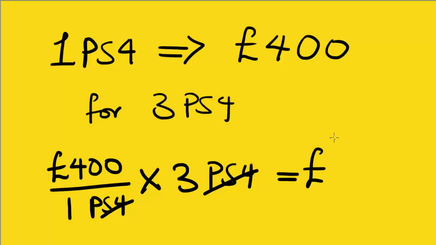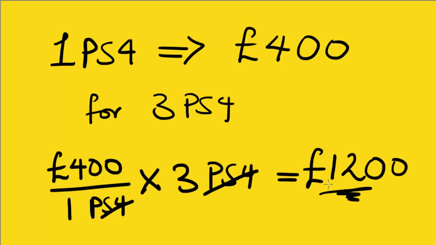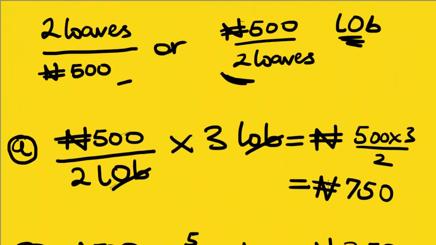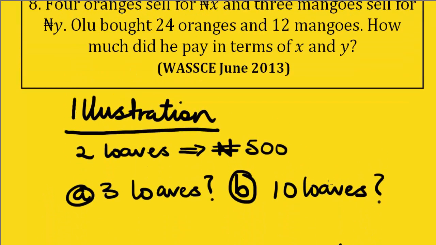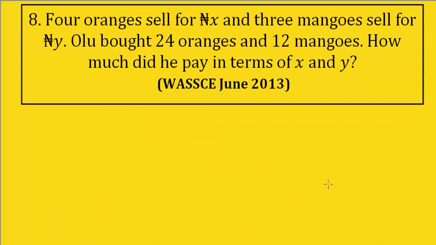and 400 times 3 is 1,200. And well, that's how it works. So this technique I just showed you is going to be applied to the question. So using the technique I just illustrated, I'm going to solve the problem.